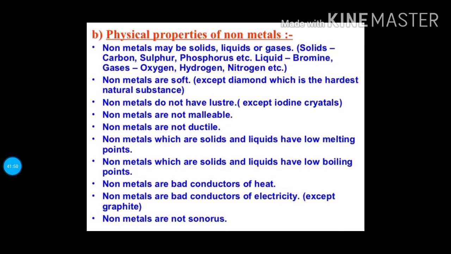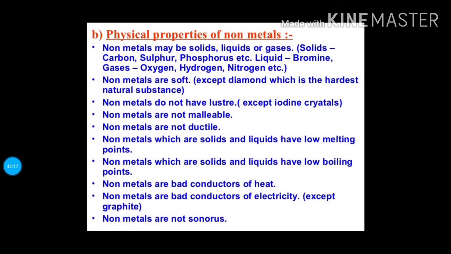Now here you can see the physical properties of non-metals. We'll discuss the physical properties of non-metals also. The first point: non-metals may be solid, liquid or gas. If we are talking about the state, we know that all metals are found in the solid state, but it is not the case for non-metals.